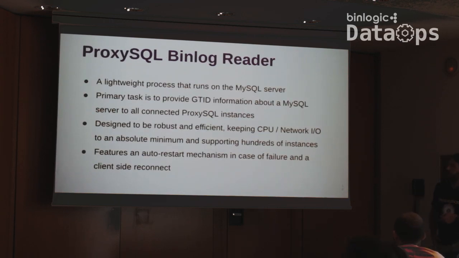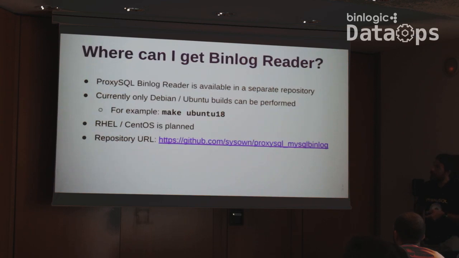Okay, so I was saying that it's extremely lightweight, it's also able to auto-restart, so it has the same restart features as ProxySQL, so if for whatever reason it's killed, we just restart. It is available on GitHub right now, this is the URL of the repository. From this repository itself, if you run make ubuntu18, it will automatically generate the package for Ubuntu 18. This is currently the only platform we are compiling it for, but nothing stops you from compiling also on CentOS or any other system.